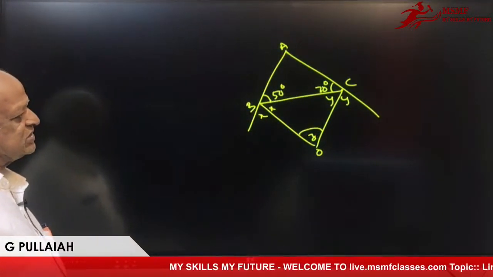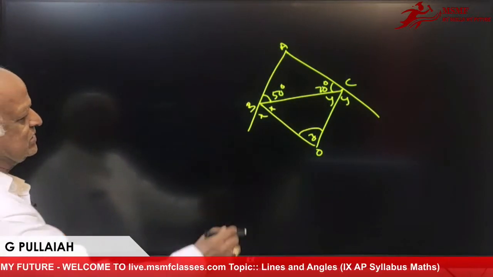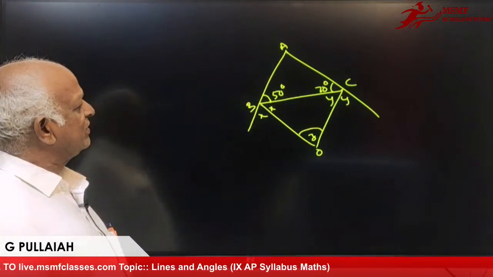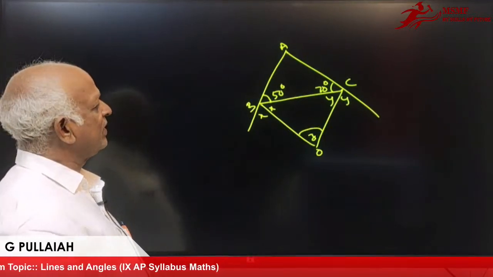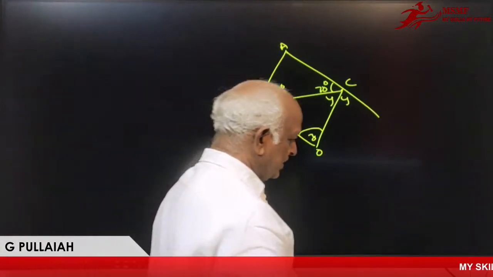So now our question is: find angle Z. Here it is given that BO is the bisector of the exterior angle of B and CO is the bisector of the exterior angle of angle C.